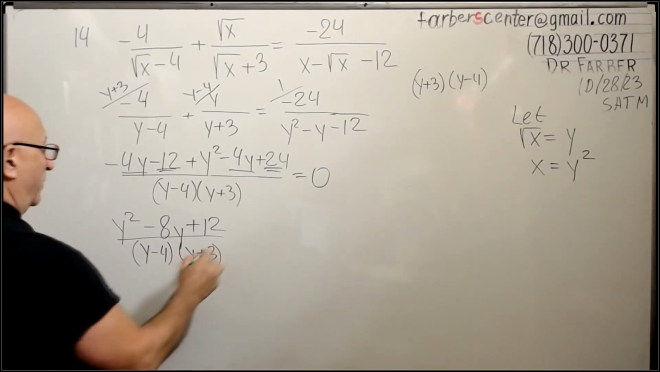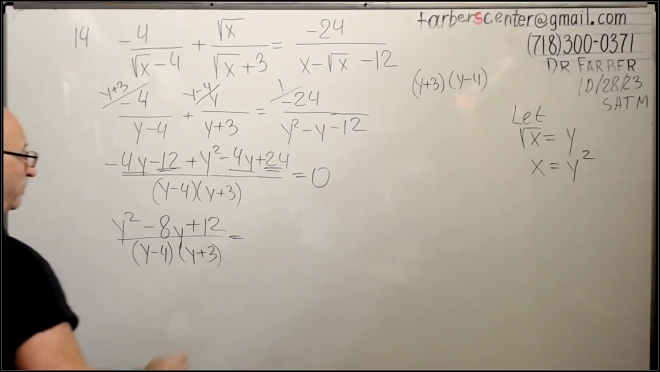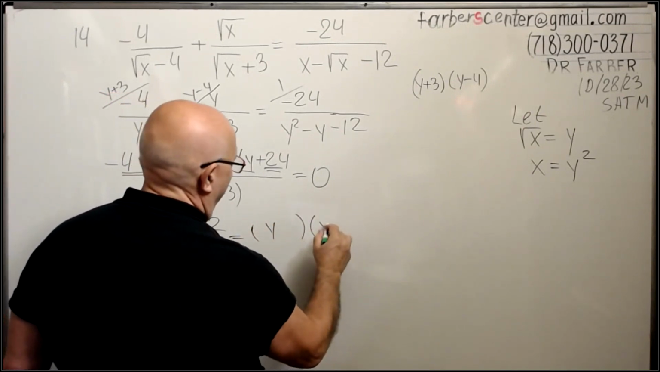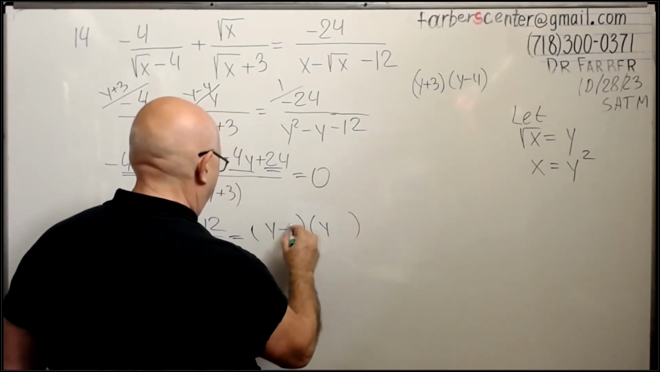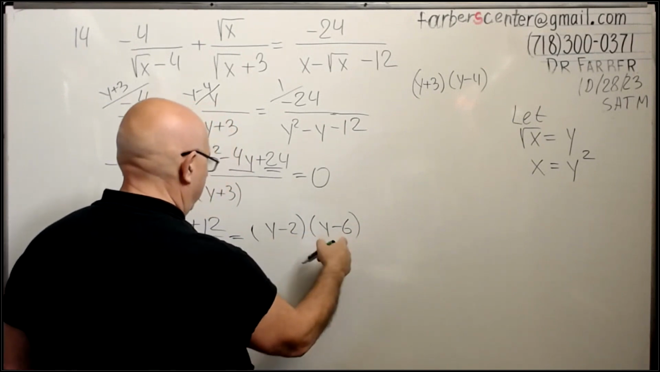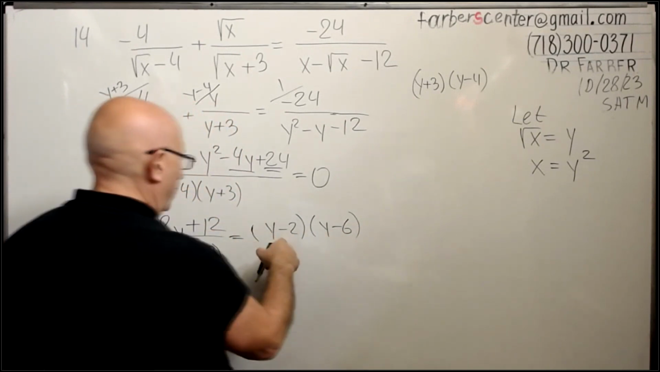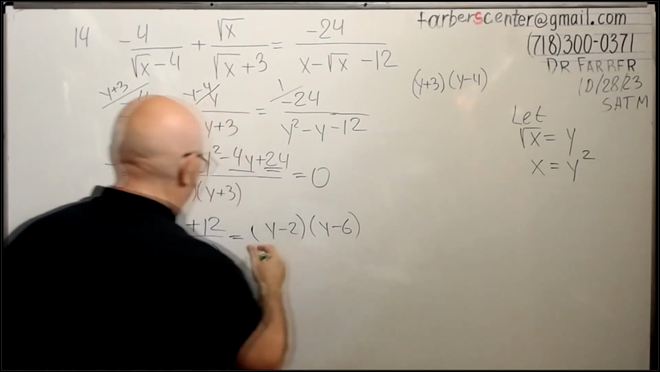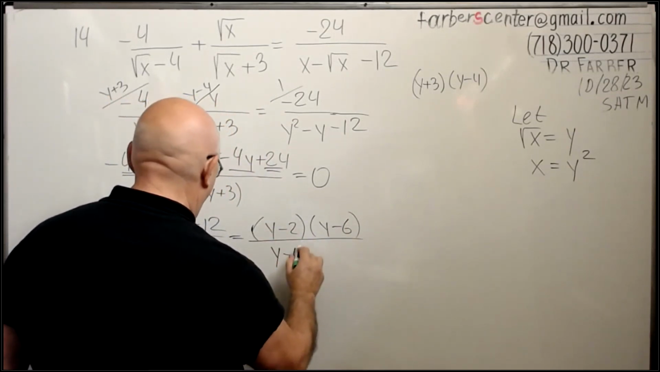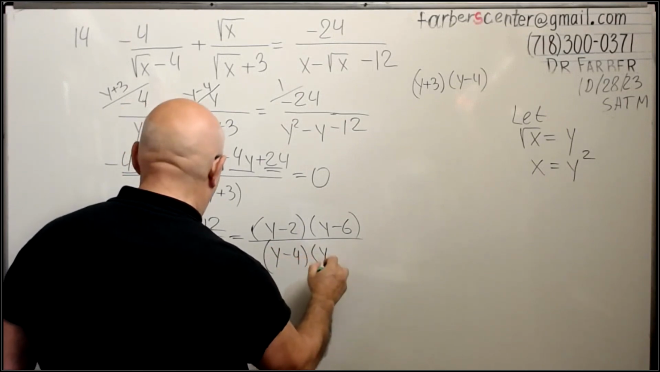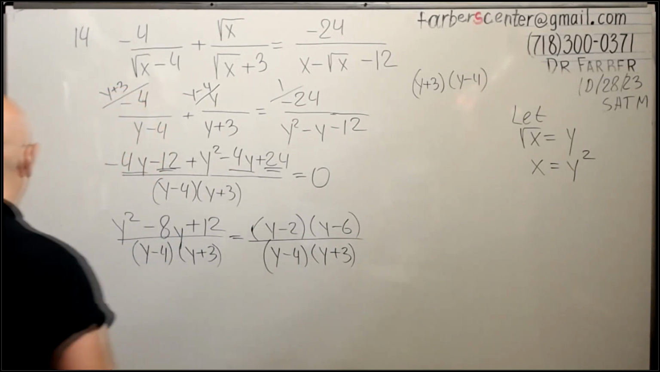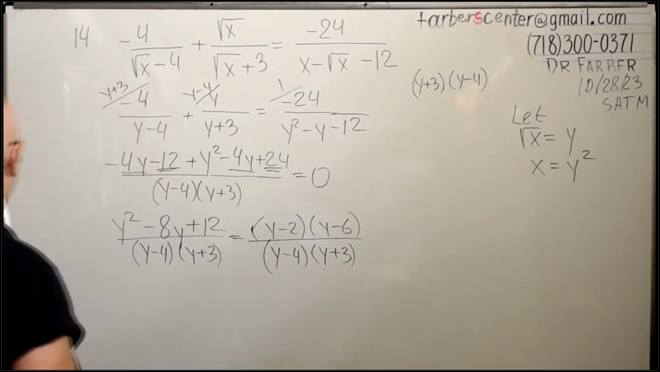And you can simplify: y minus 2 and y minus 6. -2 times -6 is 12. -2 plus -6 is -8. And divided by y minus 4 times y plus 3. Good. So we simplify this, and this equals 0.